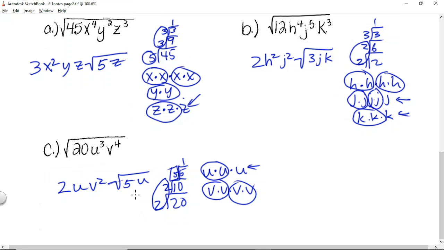Okay, so that's simplifying radicals, but we only looked at square roots today, right? We looked at ones that had an index of 2. So we will look at them with other indexes tomorrow. That's all for now.